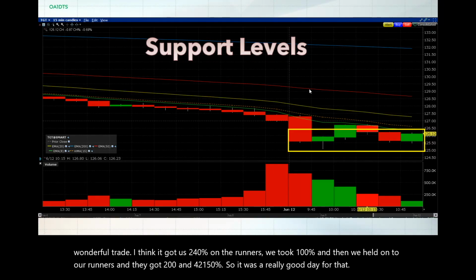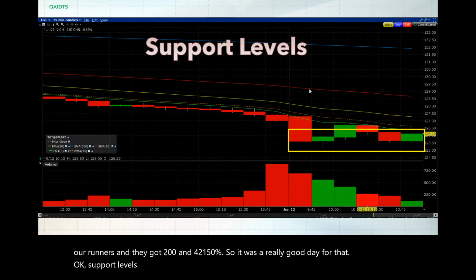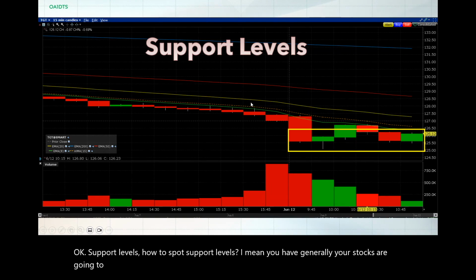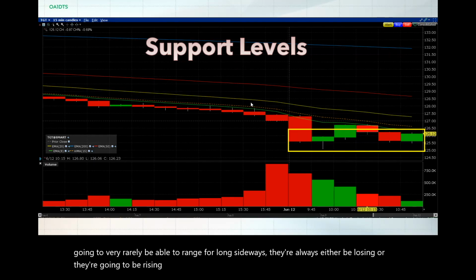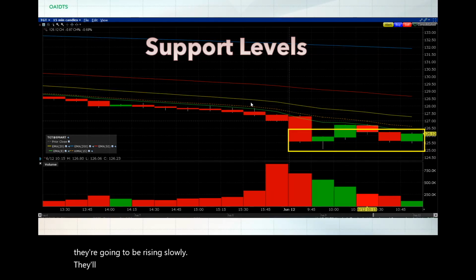Okay, support levels. How to spot support levels. Generally, your stocks are going to very rarely be able to range sideways for long. They'll always either be losing or they're going to be rising slowly. They'll deteriorate into support or they'll rise into resistance. And so here you see that it's just been deteriorating.